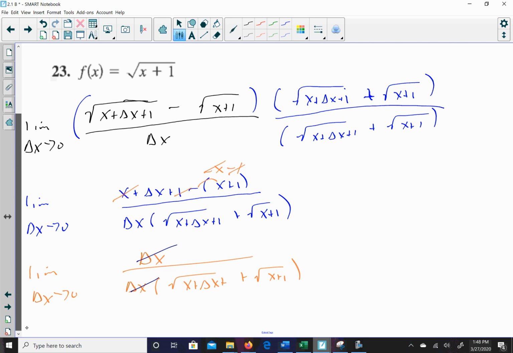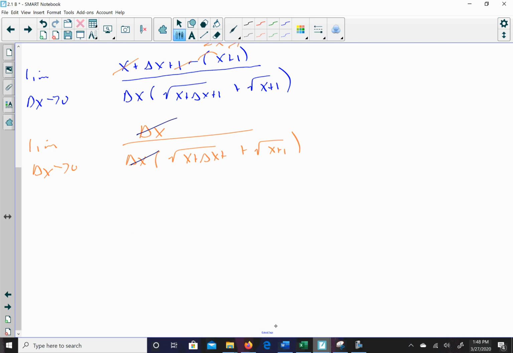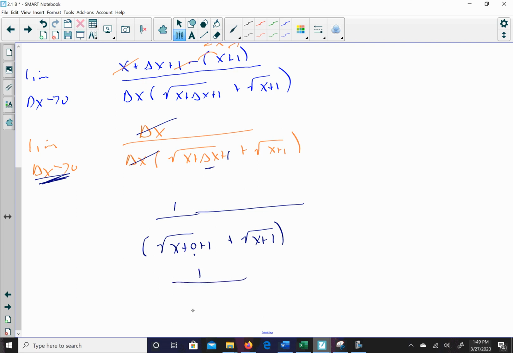And then there will be a 1 up here. Since delta x is approaching 0, in this delta x here, I'm going to write 0. So I'm going to have the square root of x plus 0 plus 1. Whoops, forgot my 1 there. Plus the square root of x plus 1. And this is all over 1. I don't have to write the limit anymore because I used that limit. So I have 1 over, and I have 2 of these. So 2 times the square root of x plus 1. And that would be my derivative equation.